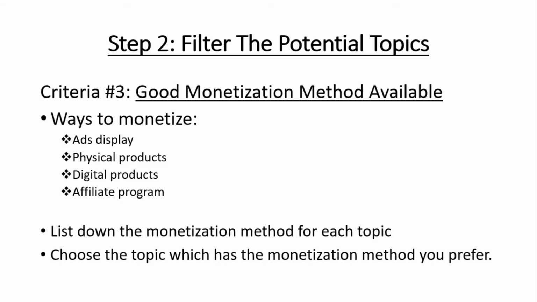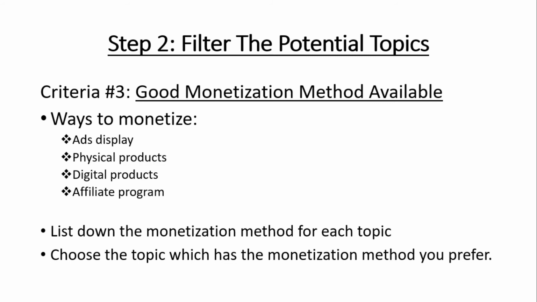But the thing is that certain topics lean towards one type of monetization method more than the others. For example, if you write about celebrity gossip, you have more traffic you can earn from ads display. But it is going to be harder for you to sell digital products. Maybe you can, but I just don't see that coming.